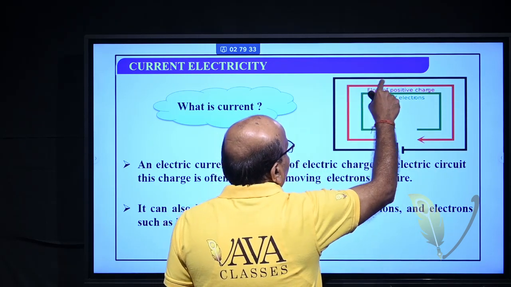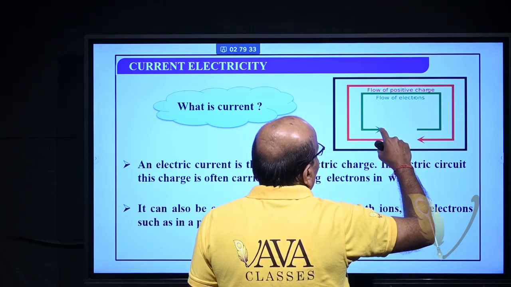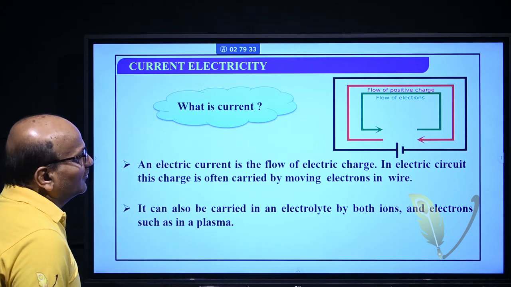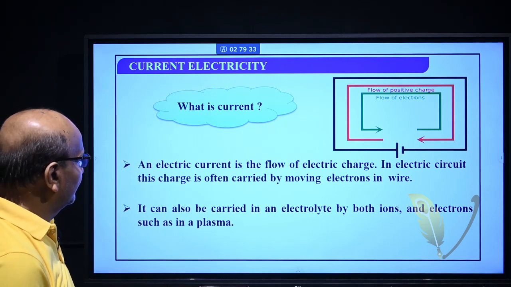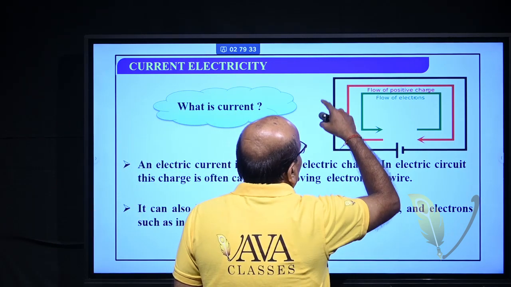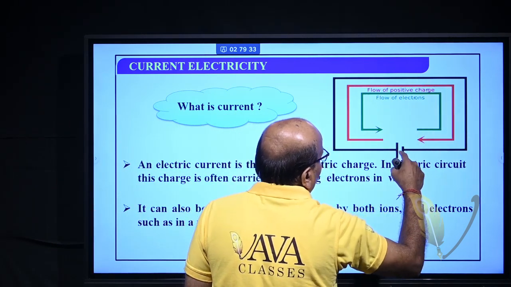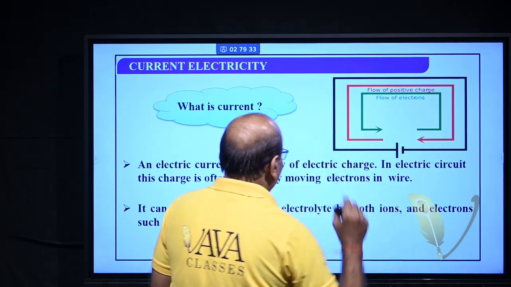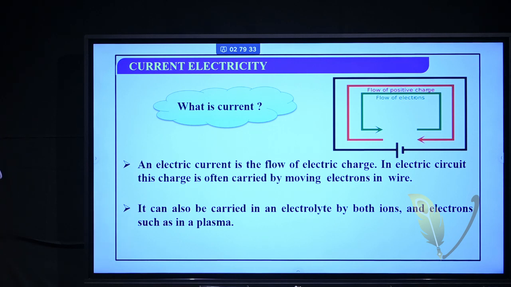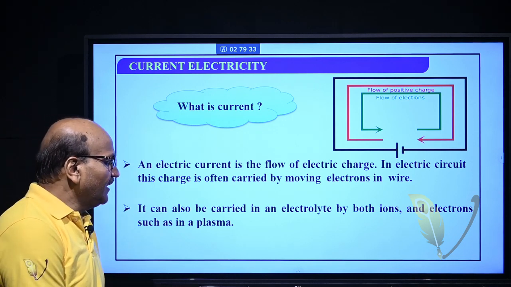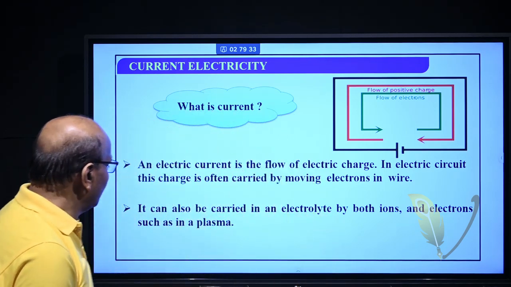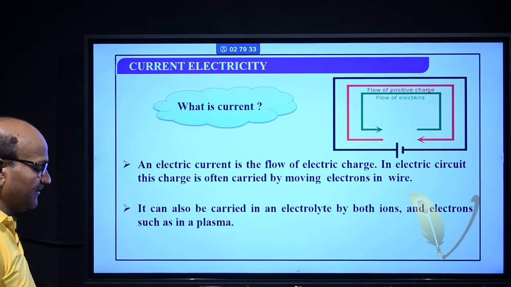So the red color is for the positive charge, and the green color is for the electron, the direction of flow of electrons. And current flows in this direction, along the flow of a positive charge or opposite to the flow of an electron. So it can also be carried in an electrolyte by both ions, or by electrons, such as in a plasma.